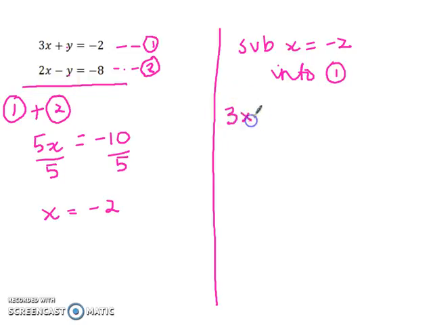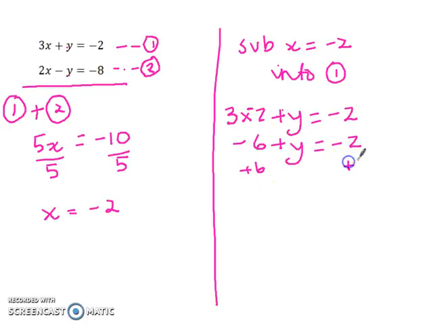3 x's, well, x is minus 2, plus y is minus 2, minus 6 plus y is minus 2. Get rid of this minus 6 by adding it to both sides. Y equals minus 2 plus 6 is 4. So my point of intersection is minus 2, 4. Here's another example.